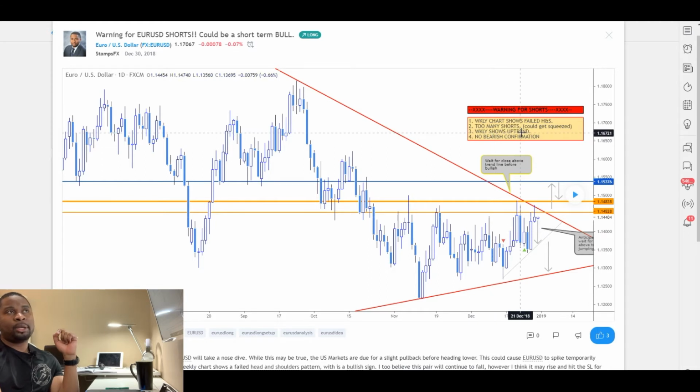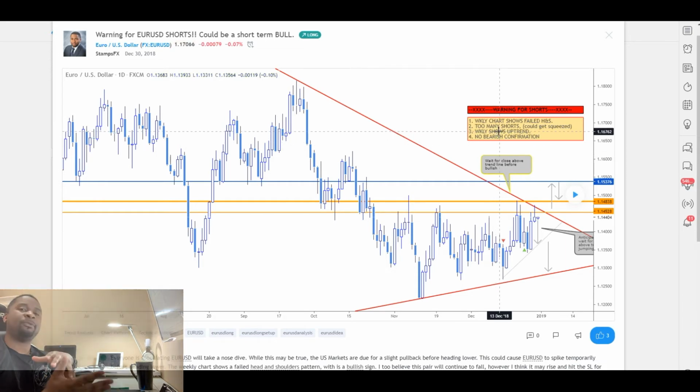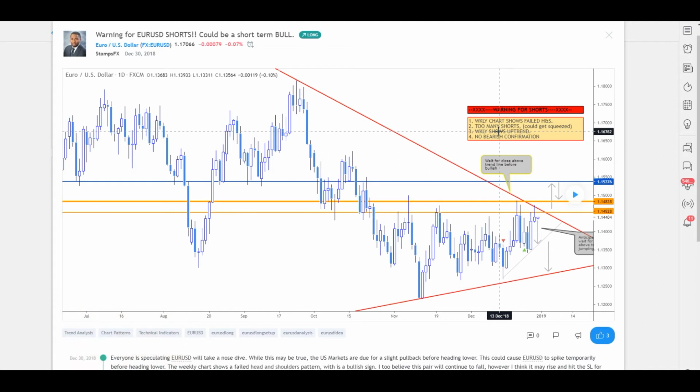Weekly shows uptrend. That's a clear reason right there. If the weekly chart shows an uptrend, you definitely want to be careful and wait for the uptrend to be broken before you enter the trade. So always look at the weekly. No bearish confirmation. So nothing about this told us that this was going down just yet. All right, so that's another main reason for this.